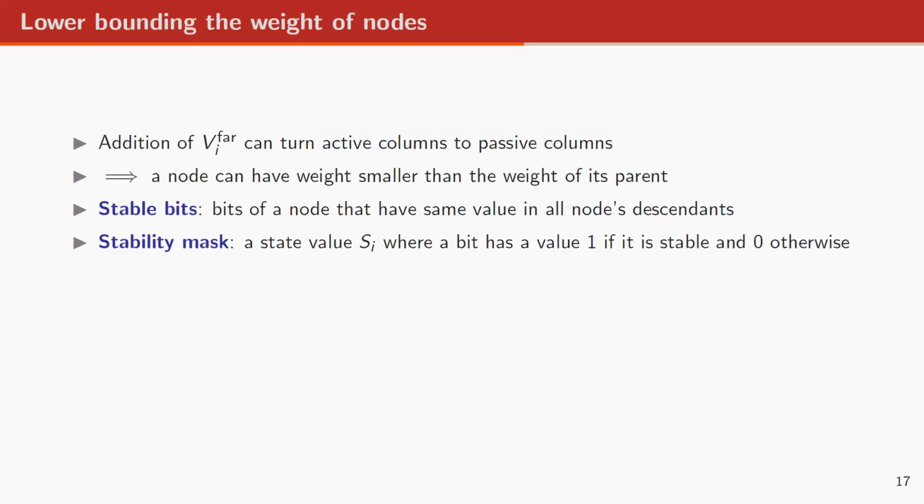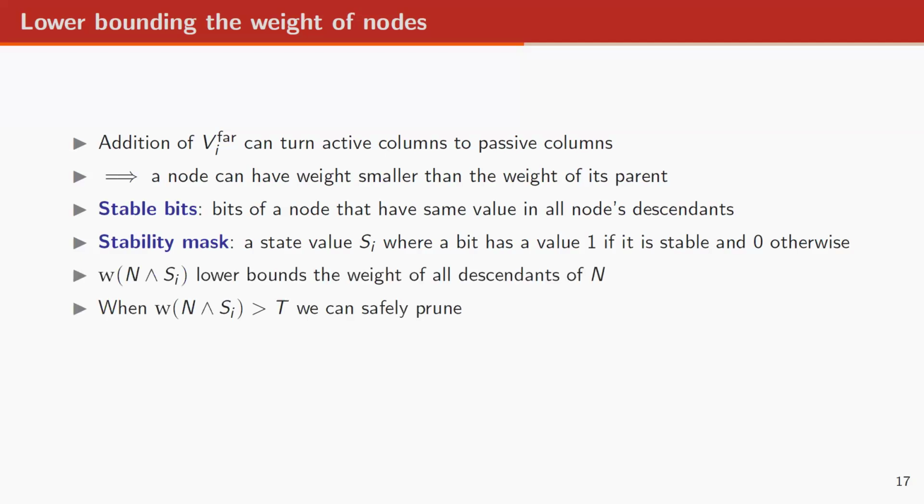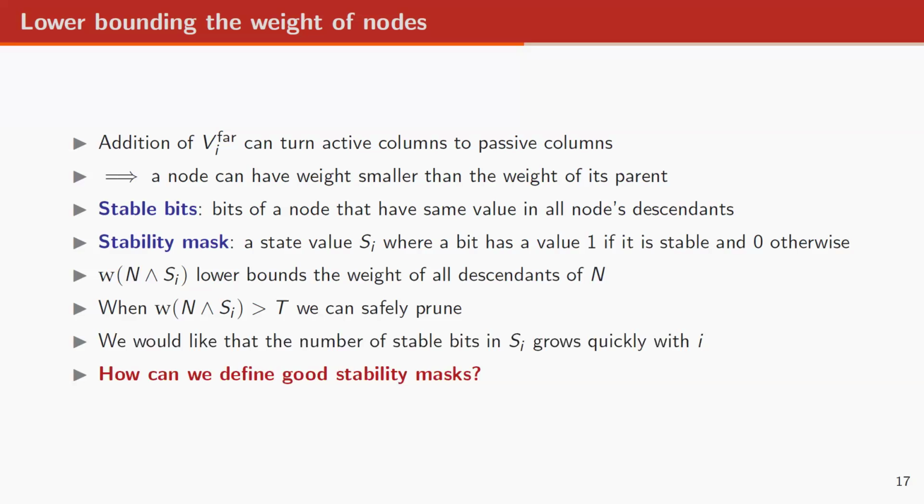Because the columns that are active, let's say the stable bits identify columns that will always remain active. So the idea is that when this lower bound is already beyond our budget, then we can safely prune the tree. So now the question is, how can we define good stability masks so that the number of stable bits grows as quickly as possible with i?